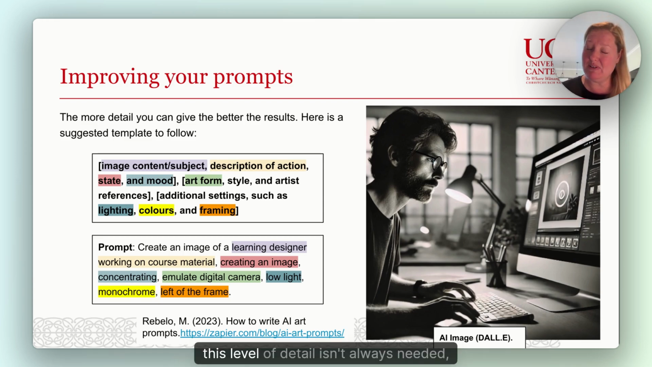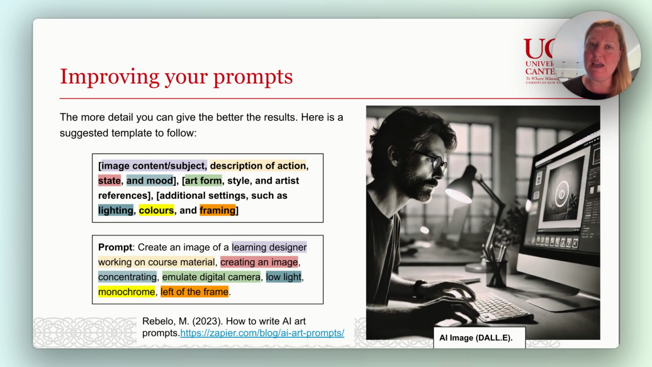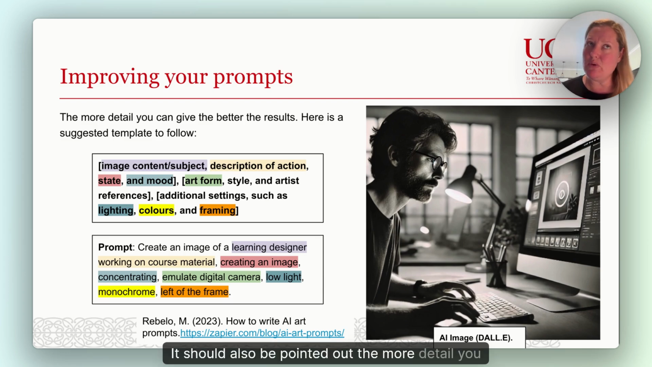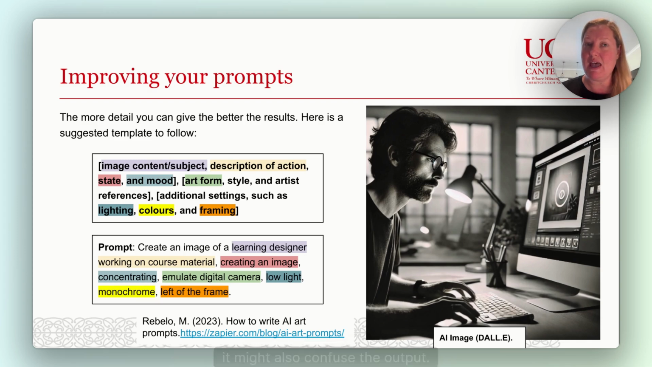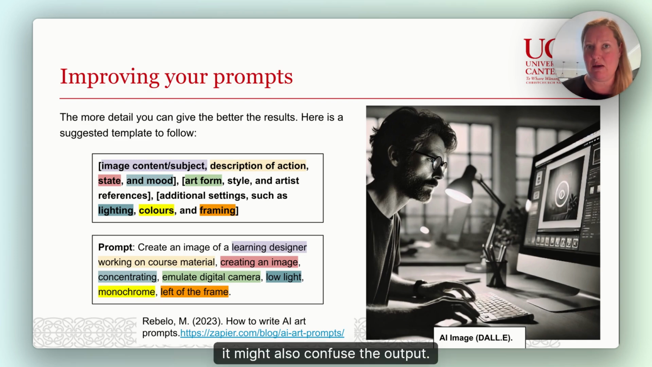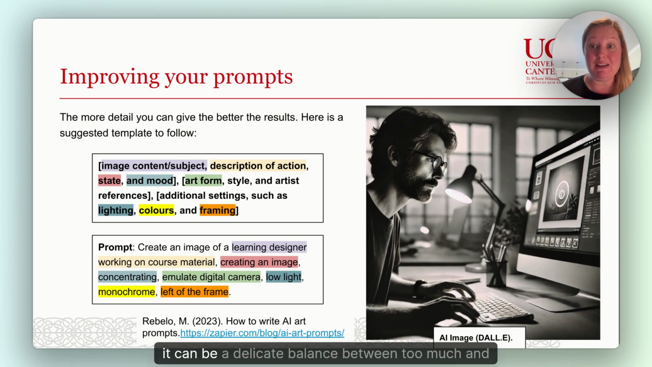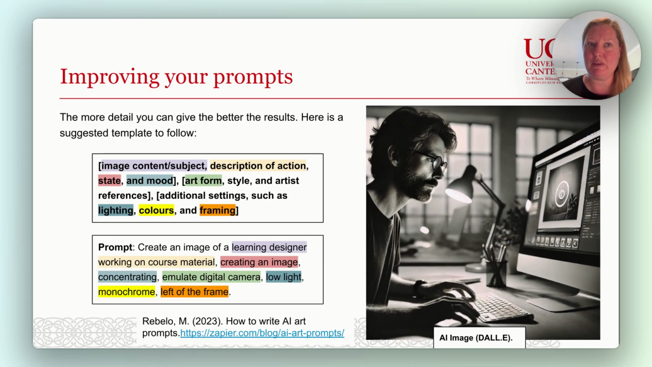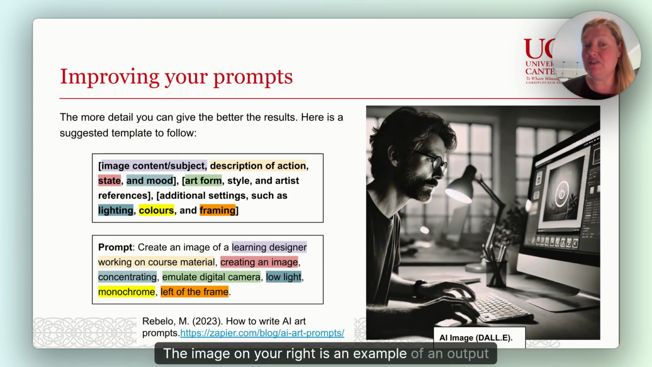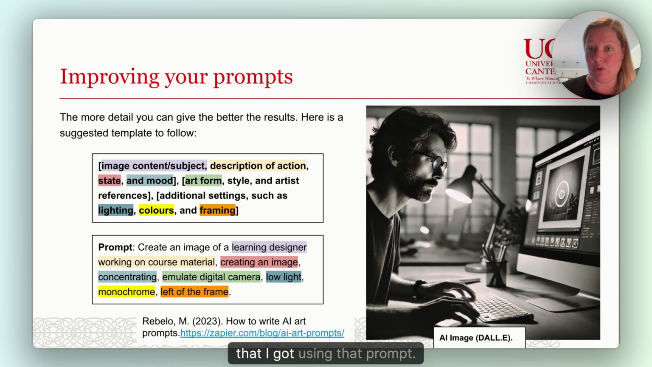Of course, this level of detail isn't always needed. It just really depends on your needs. It should also be pointed out the more detail you put into your prompt, it might also confuse the output. Therefore, it can be a delicate balance between too much and too little information. The image on your right is an example of an output that I got using that prompt. Like all generative output, every time I use a prompt, I will get a different response.